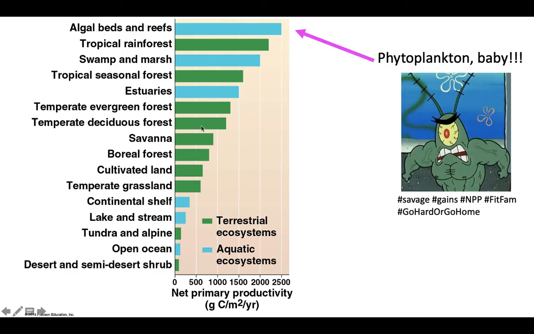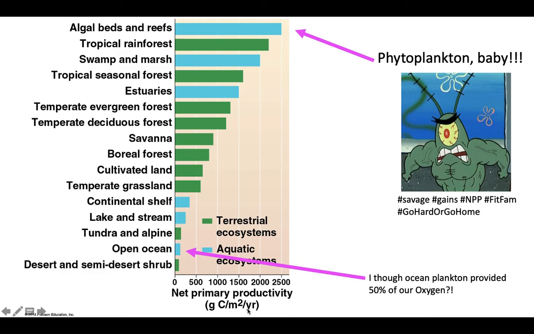Well, it's the phytoplankton, baby. All those microscopic plants that are living inside the water, they're doing a lot of heavy lifting, right? So in an algal bed, there's lots of algae. And wait a second, didn't I tell you that 50% of our oxygen comes from phytoplankton in the ocean? Why is it so low? Well, remember, net primary productivity is the energy produced per meter squared per year.